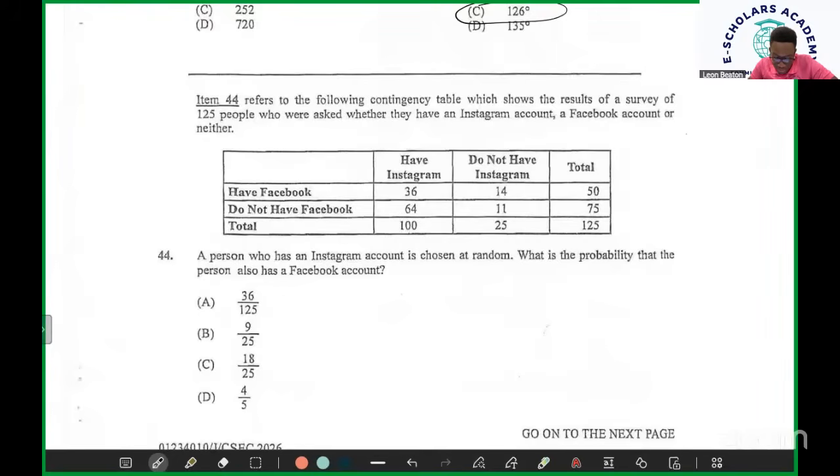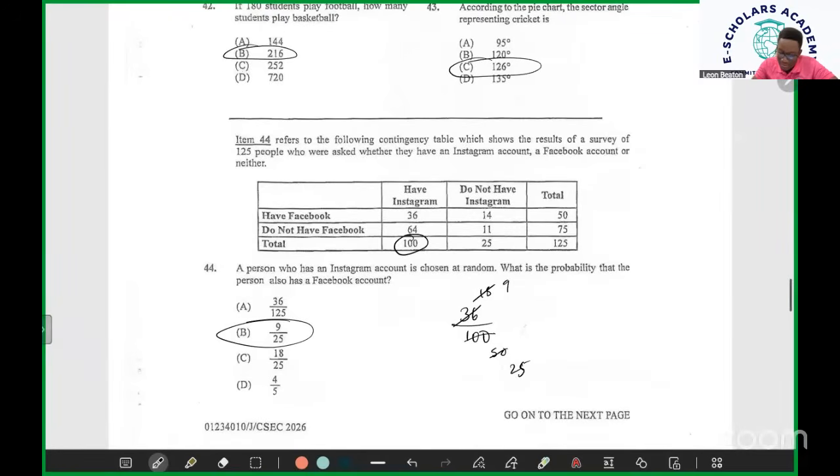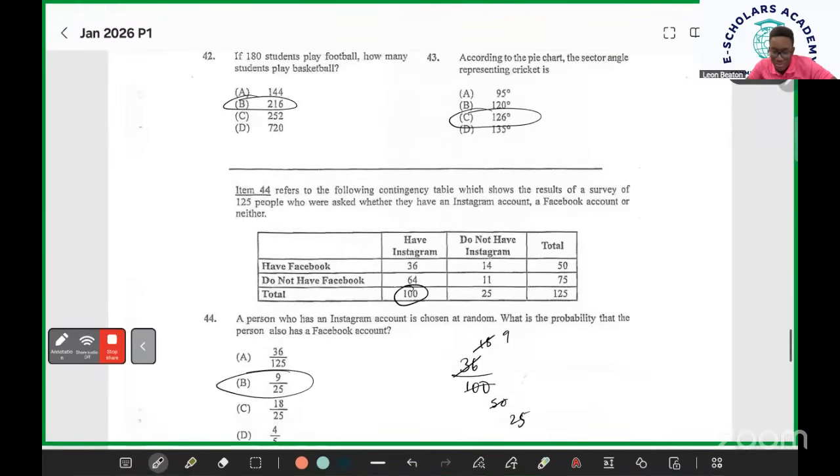A person who has an Instagram account is chosen at random. So we know that was 100 over 100. What's the probability that the person has a Facebook account? Facebook, so they have a Facebook account is 36 over 100. 36 divided by 2 is 18, 18 divided by 2 is 9, and 100 divided by 4 is 25. So 9 over 25, which is B. All right, so that's January.